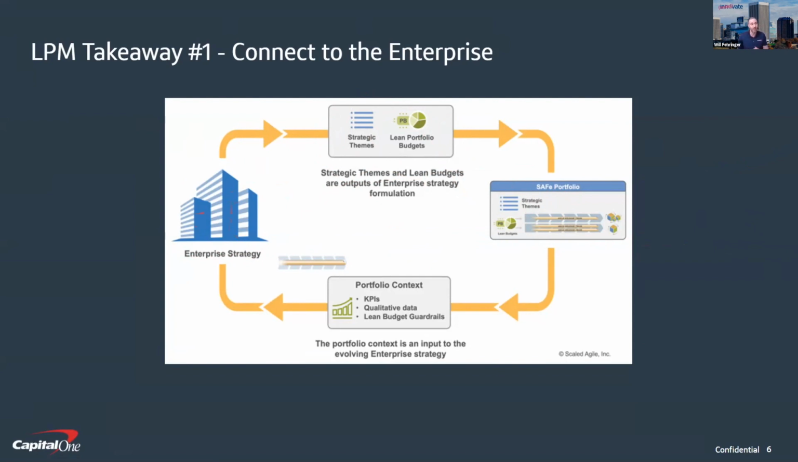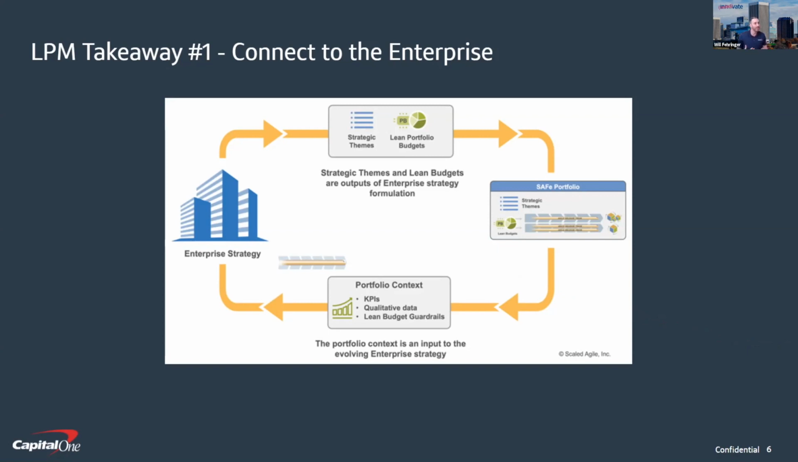The important takeaway here, though, is that we want it to be a bi-directional flow of information. We want to make sure that the portfolio is providing local context, which SAFe labels the portfolio context, back to the enterprise to influence the strategy. This is important to make sure that our enterprise strategy is grounded in reality. We don't want our enterprise leaders sitting in an ivory tower giving strategy to the portfolio that has no basis in reality. So we talk about this bi-directional flow of information from the enterprise to the portfolio, and then information back from the portfolio into the enterprise.